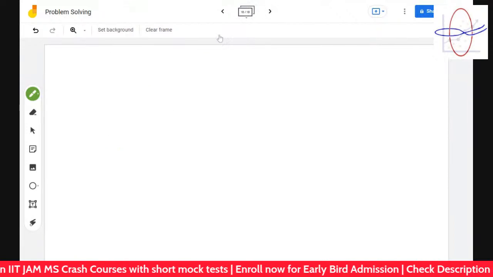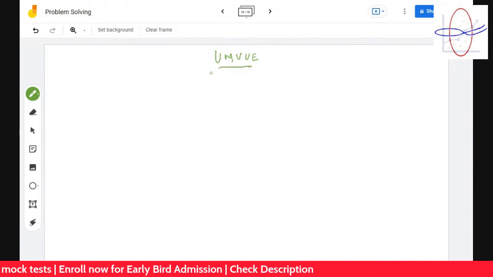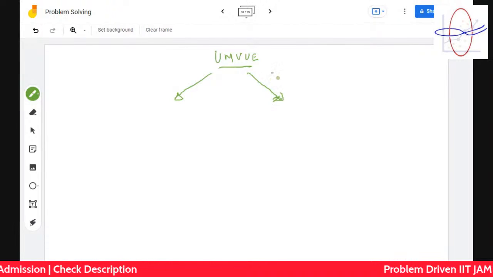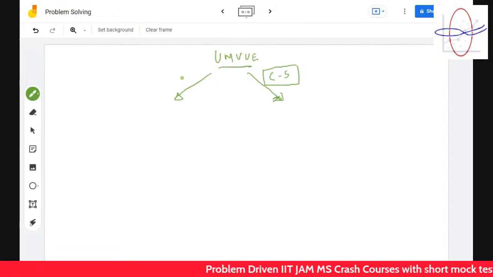So how to find the UMVUE? There's an algorithm to find the UMVUE. Number one algorithm. There are two algorithms: using a complete sufficient statistic, and using CRLB.